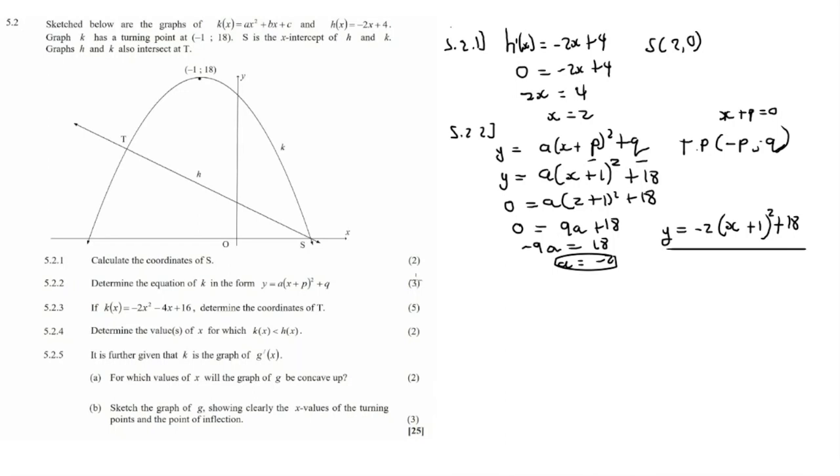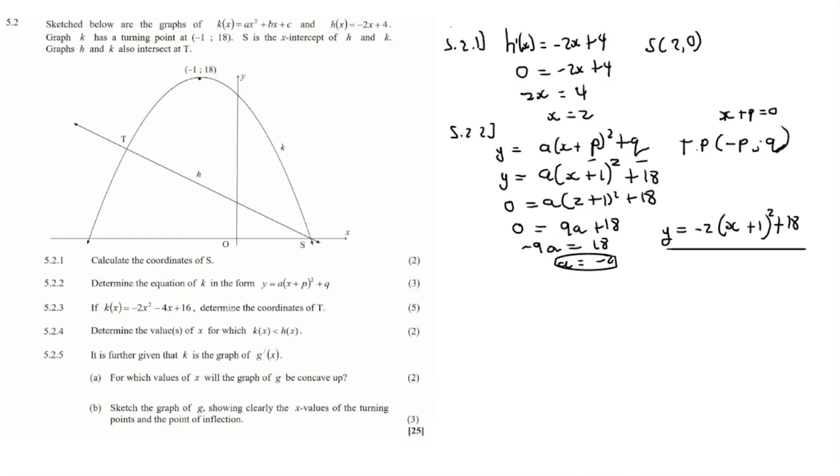Now they ask, 5.2.3, if k is equal to this expression, determine the coordinates of t. Remember t is a point of intersection between k and h. So in order to calculate t, I have to solve these equations simultaneously.